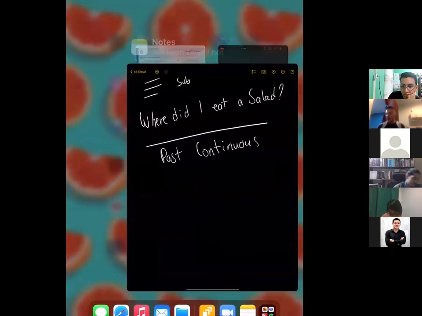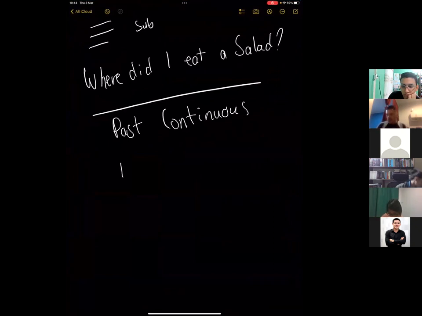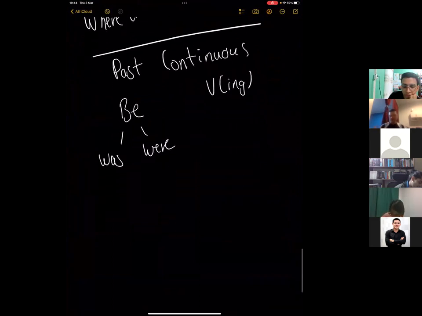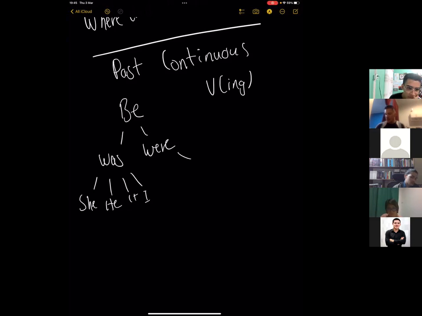So for past continuous, we're going to use two main things. Again, we're going to use be, but in this case, we're going to use was or were, and we're going to use the verb with ing. Okay, I know this is obvious, but just in case, we're going to use was for she, he, it, and I. And were is for plural, meaning we, they, and you.